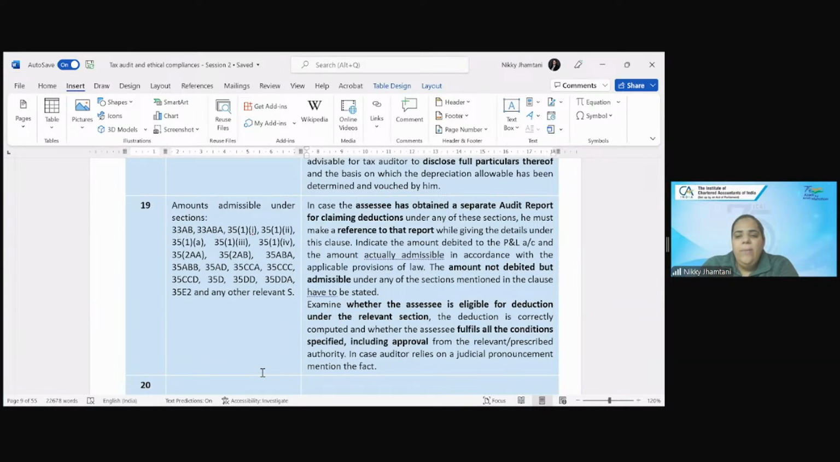The amount not debited but admissible under any of the sections mentioned in the clauses has to be stated. Examine whether the assessee is eligible for deduction under the relevant section, the deduction is correctly computed, and whether the assessee fulfilled all the conditions specified, including approval from the relevant or the prescribed authority. In case the auditor relies on a judicial pronouncement, he should mention that fact.